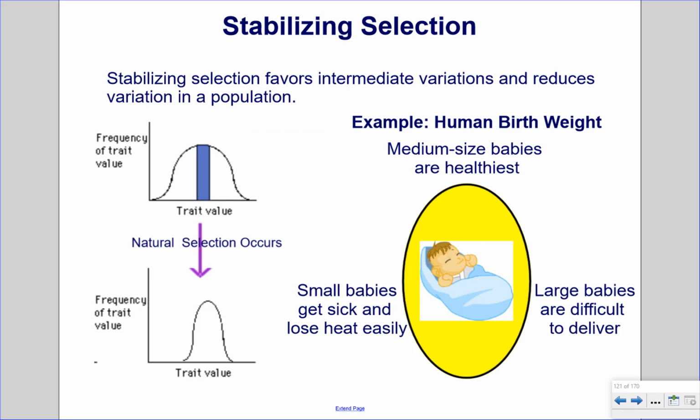Stabilizing selection. Stabilizing selection favors intermediate variations and reduces variation in a population. For example, human birth weight. Medium-sized babies are the healthiest because small babies get sick and lose heat easily, and large babies are difficult to deliver.